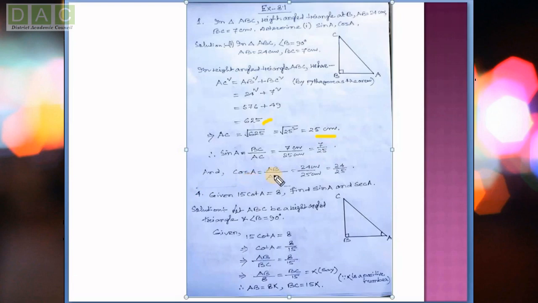Now cos A. Cos A equals, we know, angle A's adjacent side by hypotenuse. Angle A's adjacent side is which one? This is the base, AB, and hypotenuse is AC. So write AB by AC. Now again you put AB is 24 cm, AC is 25 cm. So ultimately you'll get 24 by 25. So this one is complete.